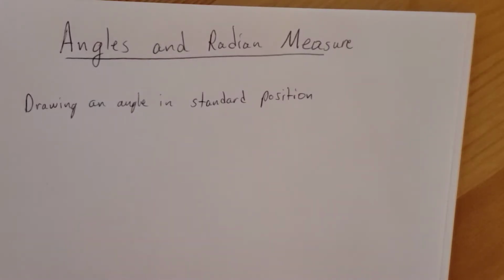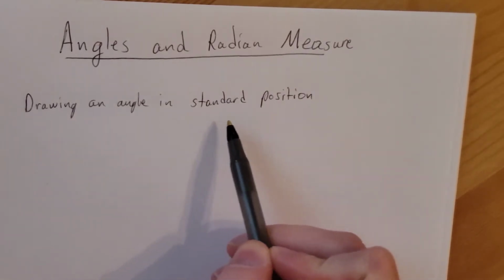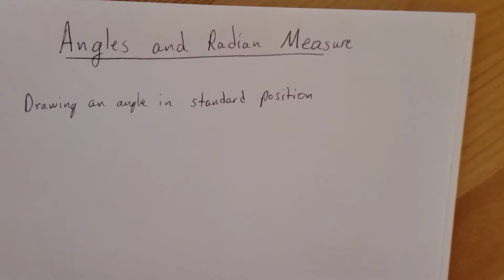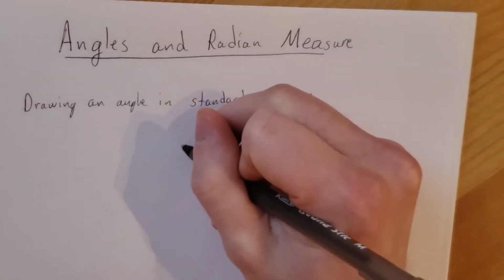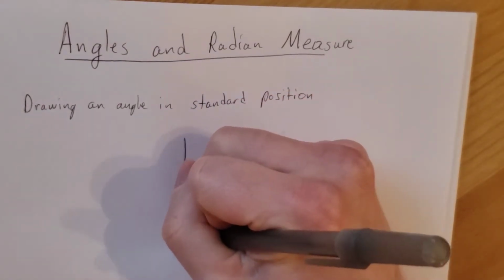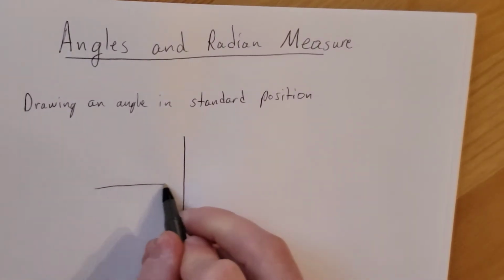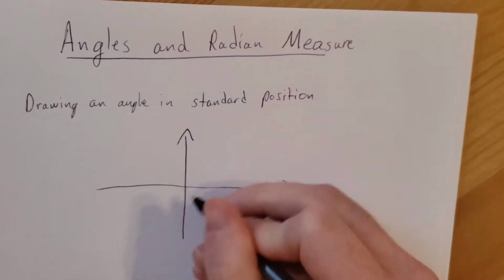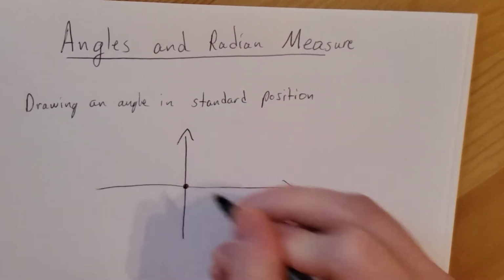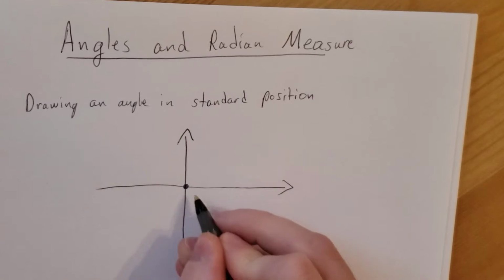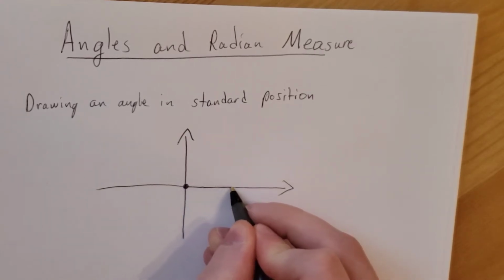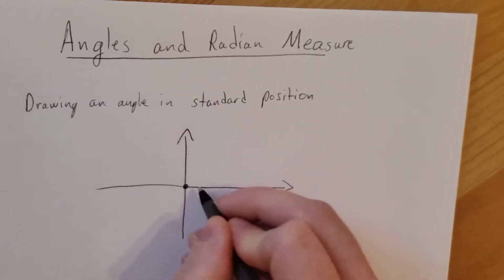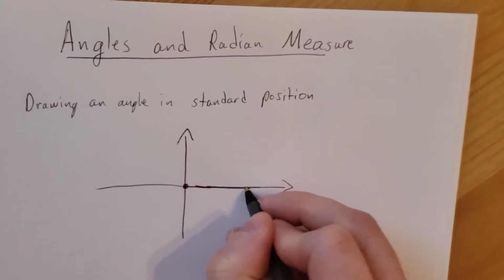In today's video, we're going to be covering angles and radian measure. So what I want to start with is drawing an angle in standard position. And what does that mean? That means we draw an angle on the XY coordinate system, but specifically in standard position, we start at the vertex and our initial side runs along the positive x-axis. So let's see if I can fill that in.